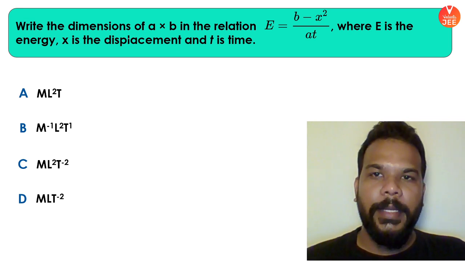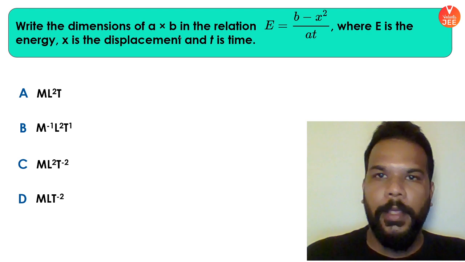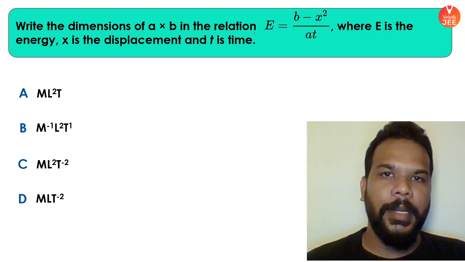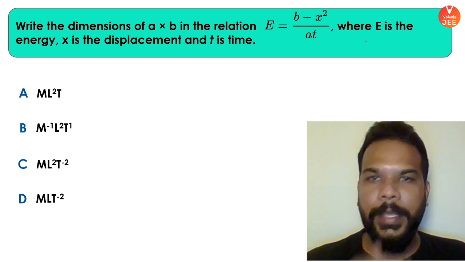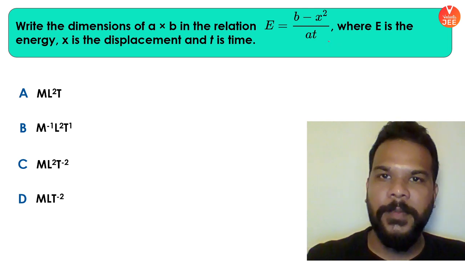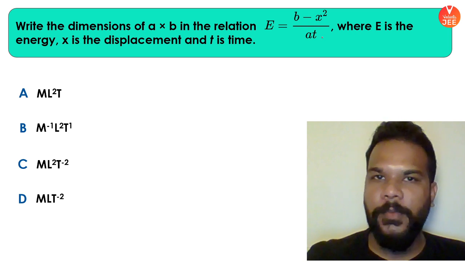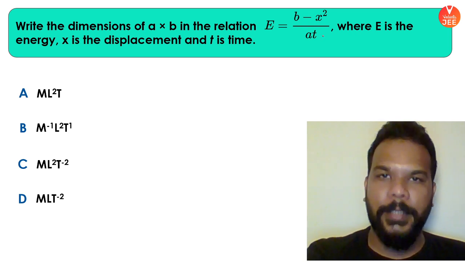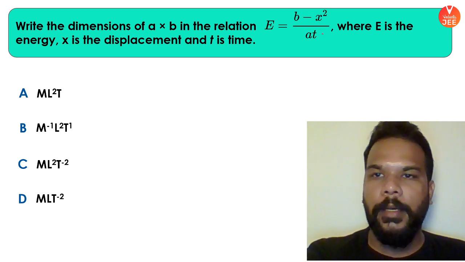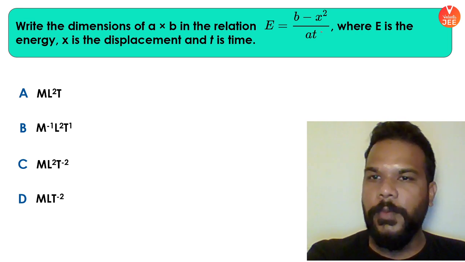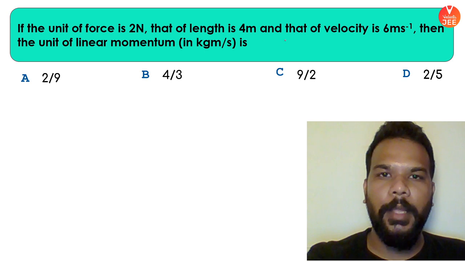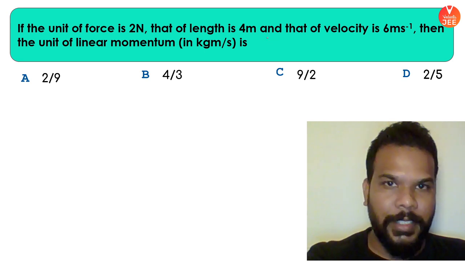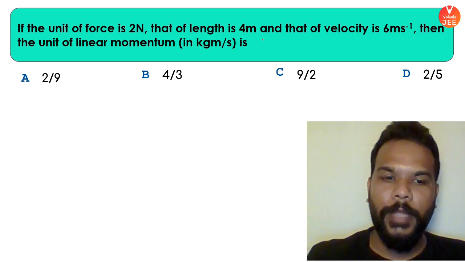We have to find the dimensions of a into b if the relation E equal to b minus x square upon at is given to us, where E is the energy, x is displacement and t is time. So this is something that we won't need the third application here. Okay, in fact I would want to come to this question after we are done with another one, because I want to show you people another way of asking the question from the third application. Then we'll go to that question again.